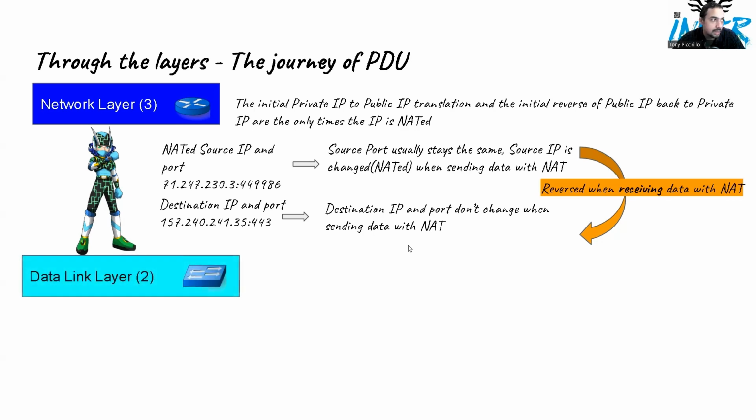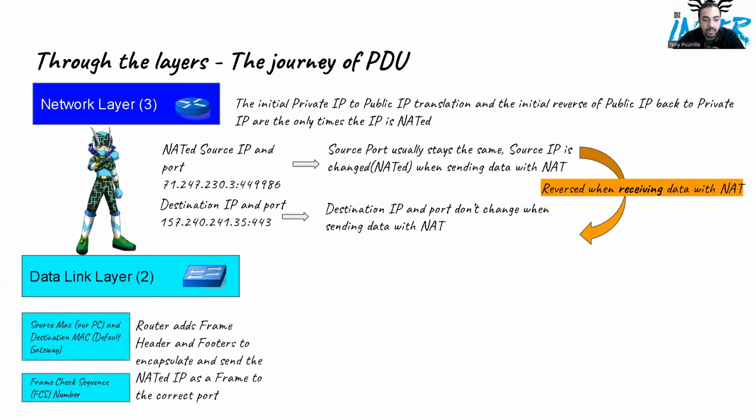Now that we have our NATed IP, and we know which port the default gateway router is connected to, let's turn our NATed IP packet back into a frame at the data link layer. To turn our NATed IP packet back into a frame, our router encapsulates it with a data link header with the source and destination MAC address, along with a data link trailer with the FCS number.